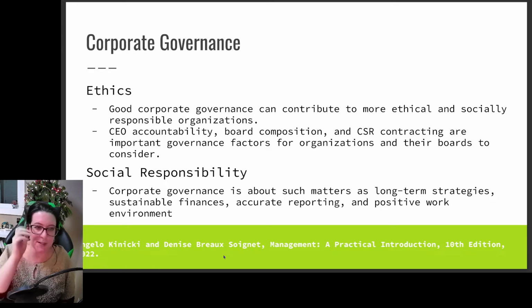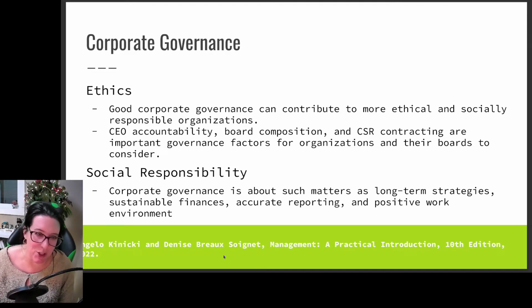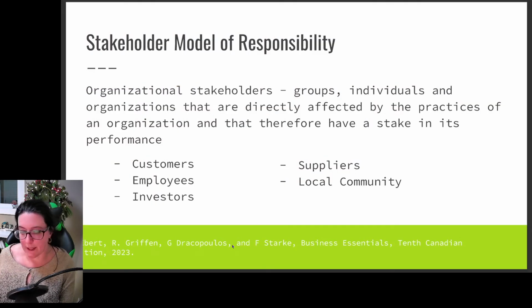So when we look at corporate governance, the management has a responsibility in terms of ethics, and also a responsibility in terms of social responsibility. So we need to make sure that we have strategies, that we have sustainable finances, that we have accurate reporting, and a positive work environment. We also need to make sure that we are supporting ethical behavior by our organization and the people within it. So we talk separately about ethics and social responsibility, but they do intertwine a lot in terms of our corporate culture and the norms that are set for the organization. And it's important that the governance of our organization prioritize and emphasize the expectations regarding both ethics and social responsibility.